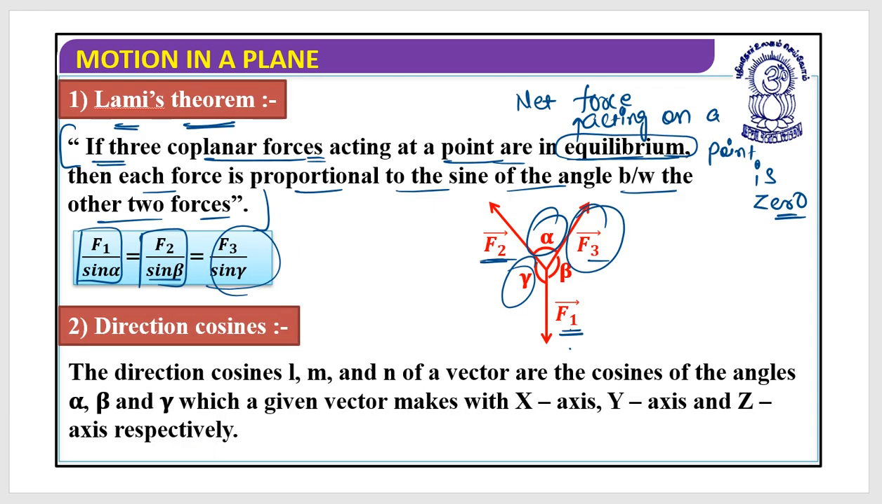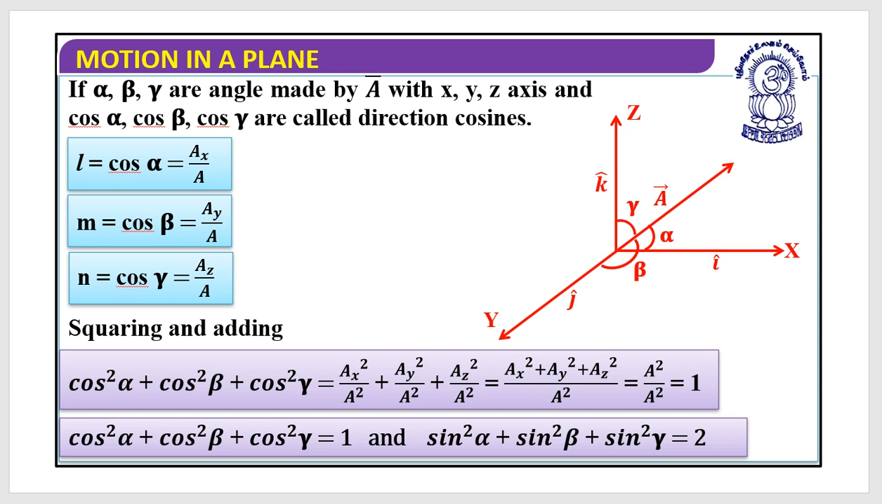So let's come back to the direction cosines. We say that the direction cosines, which we denote as l, m and n, of a vector are the cosines of the angles alpha, beta and gamma which a given vector makes with the x-axis, y-axis and z-axis respectively. If this is the situation, then let me look at this. It's x, it's y, it's z. Yes, this is the resulting vector.